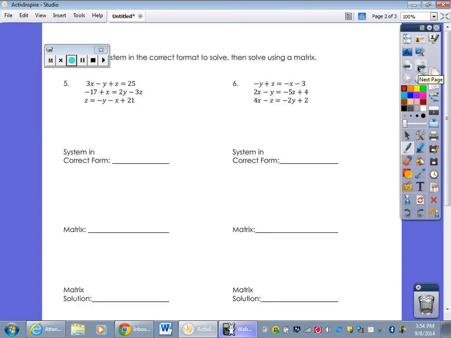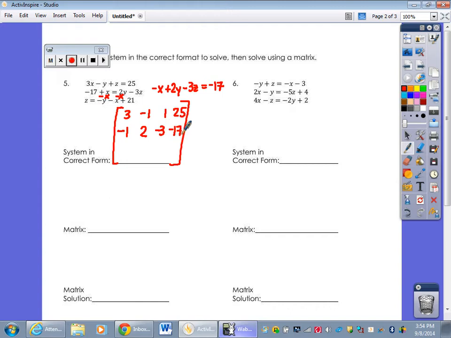Okay, next page. All right, this time all the systems are not in the correct form. We have to have x and y, then z. So our very first equation is fine. We can make 3, negative 1, 1, and 25. That's good. But our second one is not correct. So what I'm going to do is subtract the x to the other side. And yes, I know it'll be on the other side, but that's okay. We can make this negative x plus 2y minus 3z, and we'll just put the equals negative 17 on that side. So this will be negative 1, 2, negative 3, and negative 17.